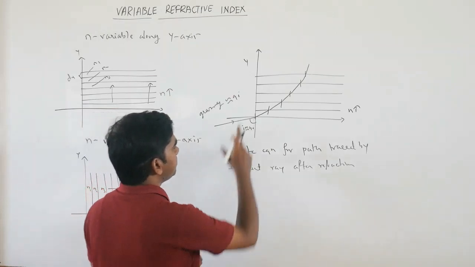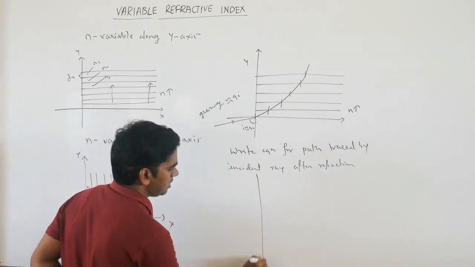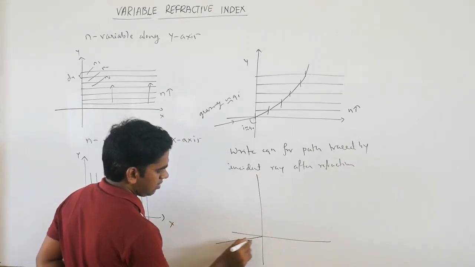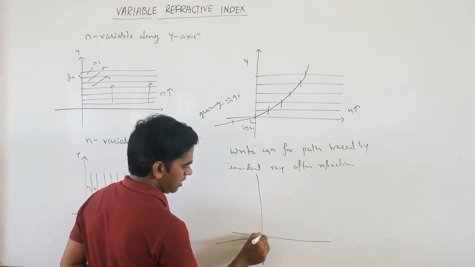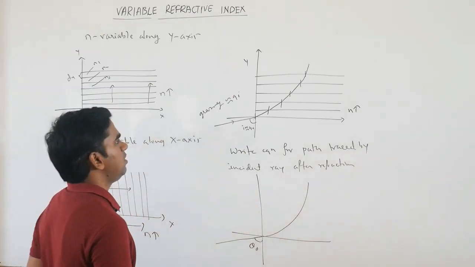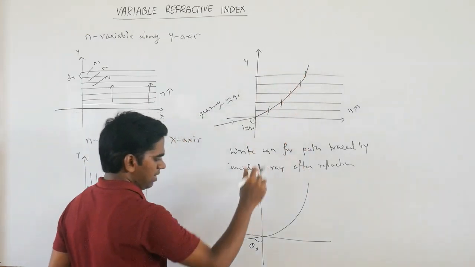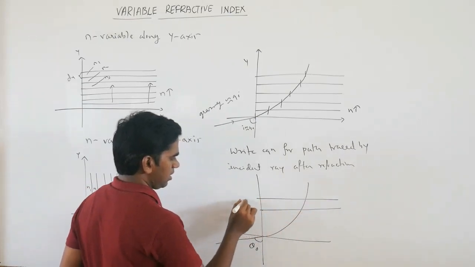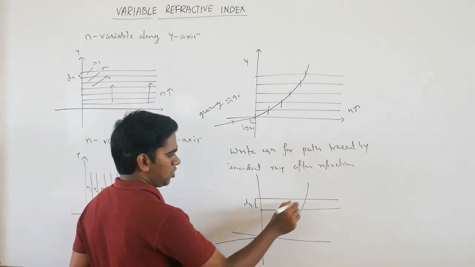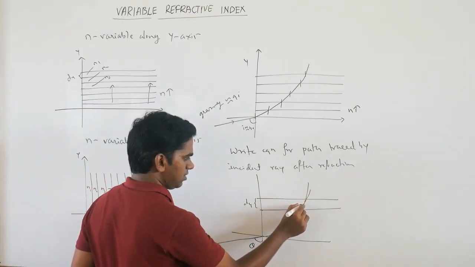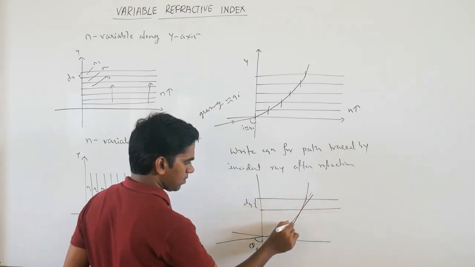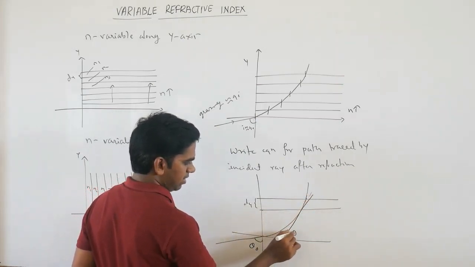Suppose this is the curve. Take the angle of incidence as theta naught. So you are getting the curve like this. If I take a small strip from here, dy, and draw the tangent here, this tangent will make some angle theta here.